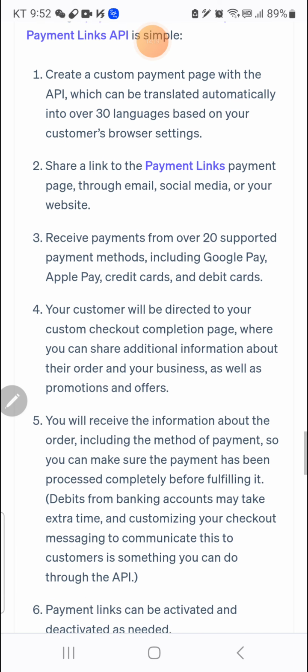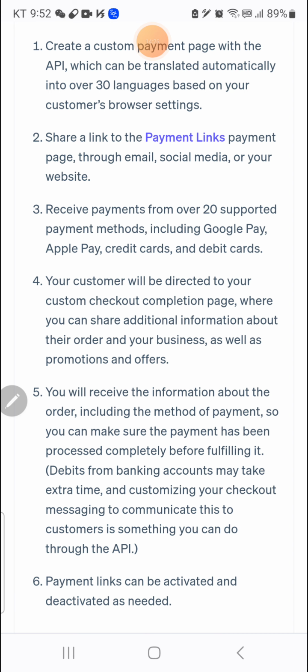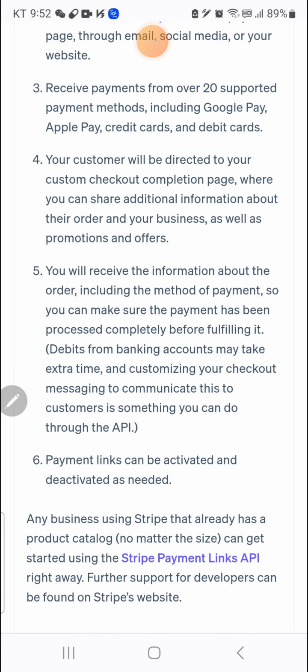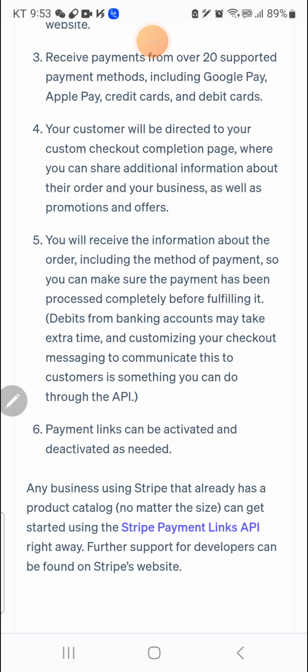2. Share a link to the Payment Links payment page through email, social media, or your website. 3. Receive payments from over 20 supported payment methods, including Google Pay, Apple Pay, credit cards, and debit cards. 4. Your customer will be directed to your custom checkout completion page where you can share additional information about their order and your business, as well as promotion and offers.